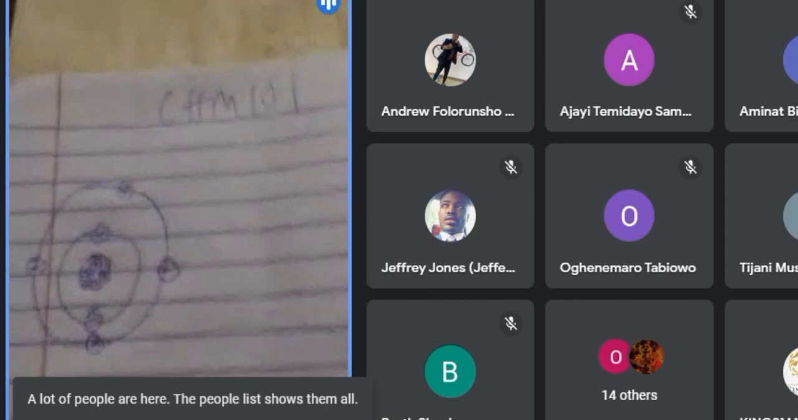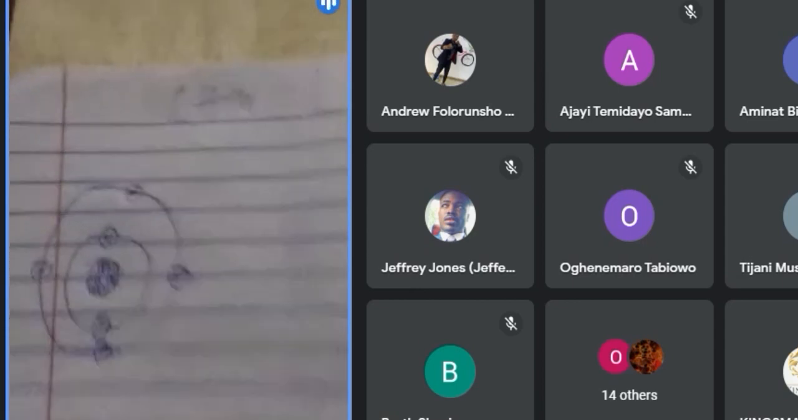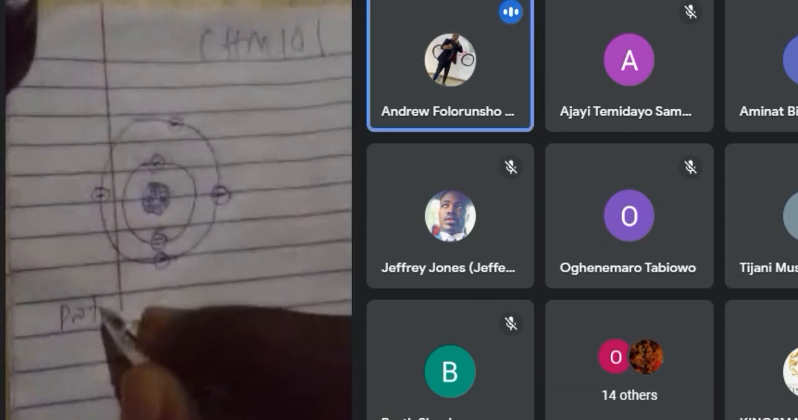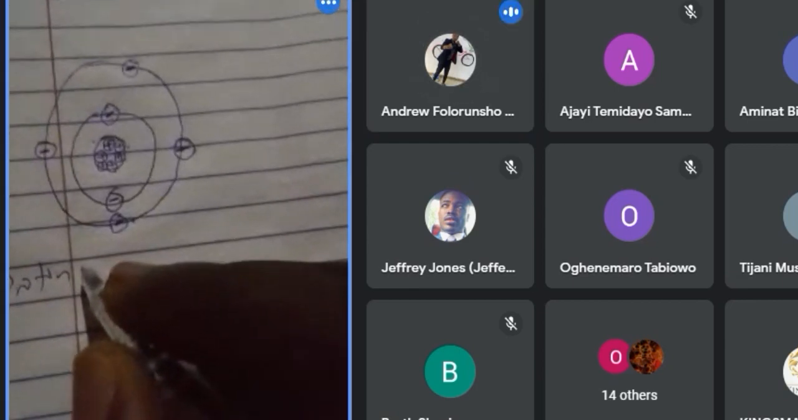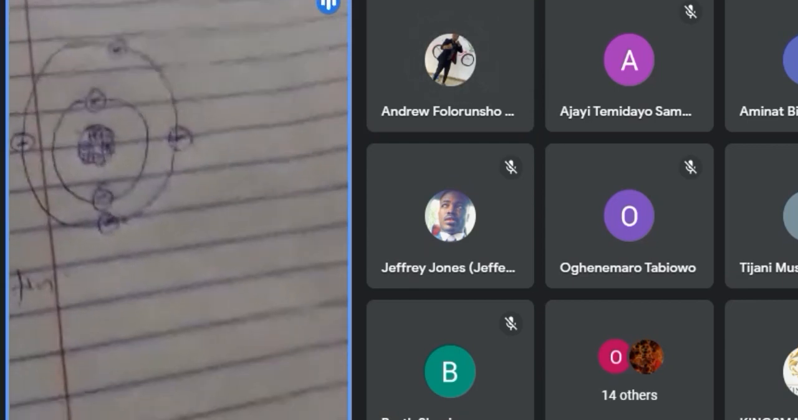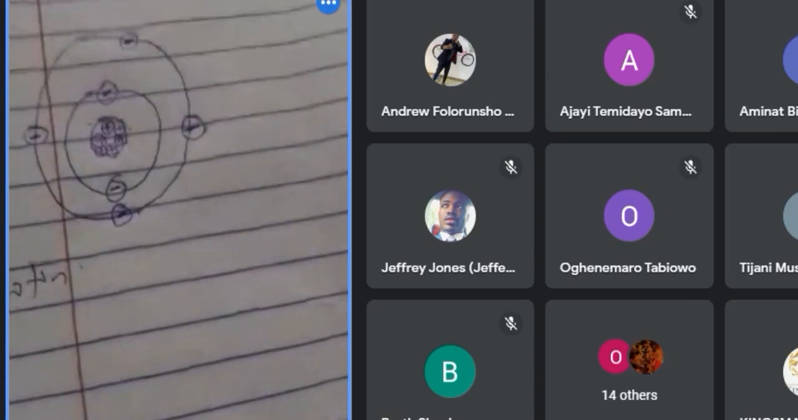So now, what we're saying in essence is that the proton number of an element, what's that?